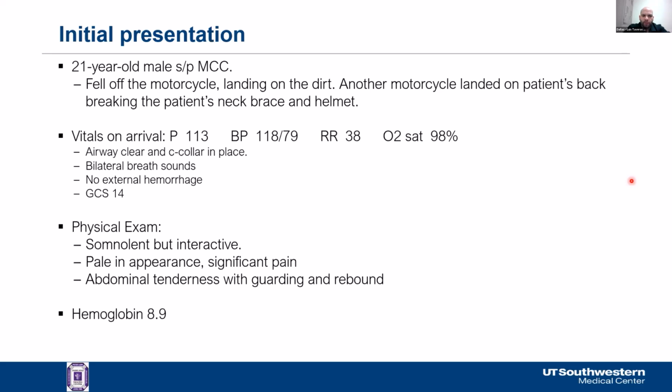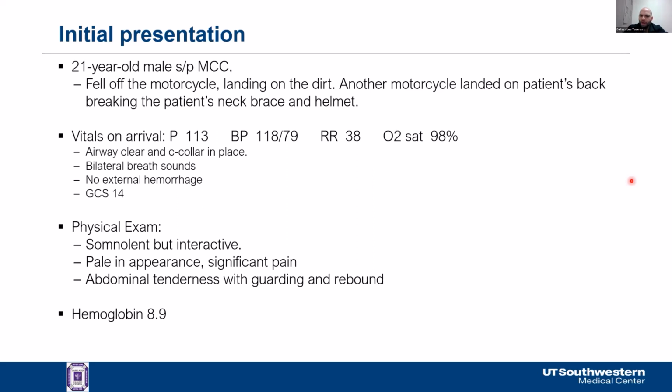His vitals on arrival were a pulse of 113, blood pressure of 118/79, respiratory rate of 38, and satting 98%. He had a C-collar in place, his airway was clear, he had bilateral breath sounds, there were no external signs of hemorrhage, and his GCS was 14, accounting for some confusion. He was somnolent but interactive, somewhat pale in appearance, and in significant pain.